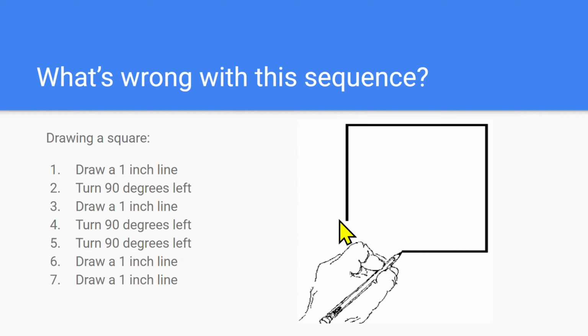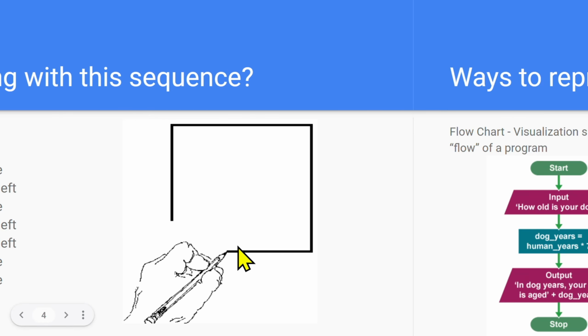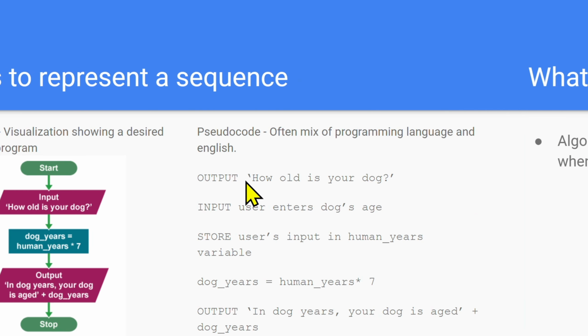I draw a 1-inch line. I go 90 degrees to the left. Another 1-inch line, even though I think I just turned to the right there, but draw another 1-inch line, turn left again. But the problem is if I turn left one more time, I'm actually not completing the square. I'm actually heading back to where I just came from. So sequencing is very important, even for a simple task like drawing a square.